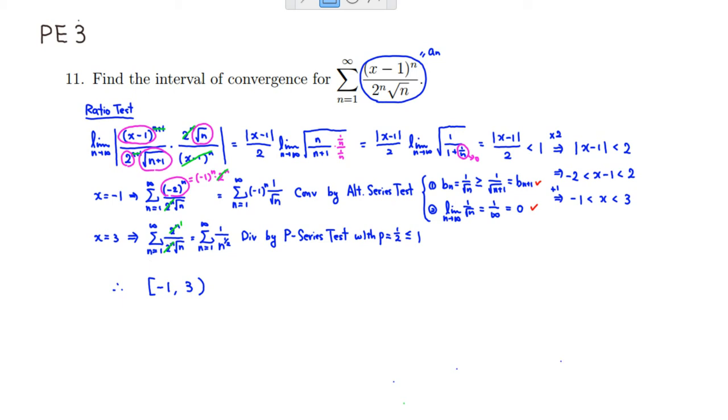So be sure to check the endpoints, so that we can determine whether or not we should include the left endpoint and the right endpoint. All right, that's it. I hope that this was clear.